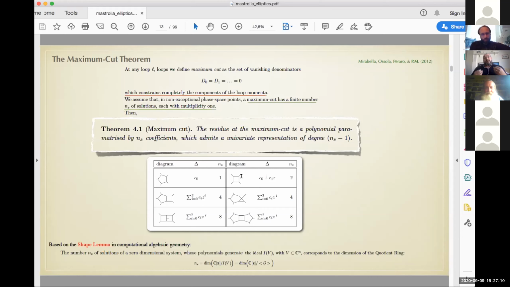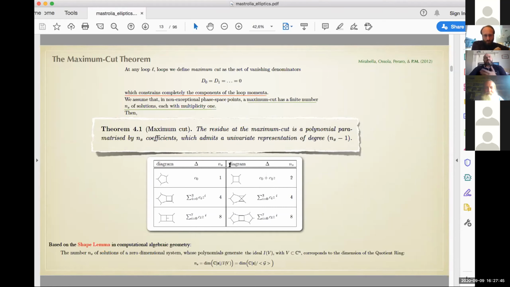At any loop, you are left over with no integration variable. Here, the maximum cut for arbitrary loop is exactly obtained by imposing the vanishing of a given number of denominators that freeze completely the loop momenta. And what's nice of this theorem is that, borrowing the shape lemma from computational algebraic geometry, we settle an identity between the number of solutions to the cut condition and the number of independent coefficients in the residues.